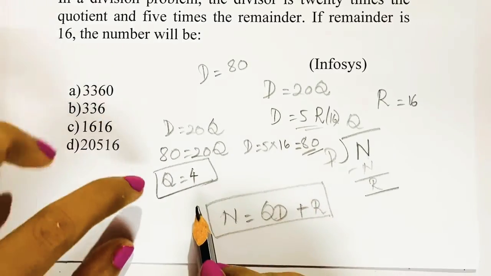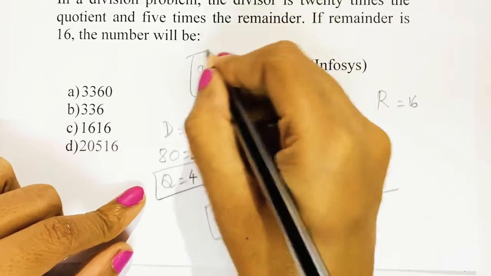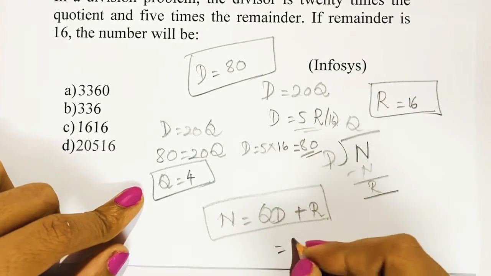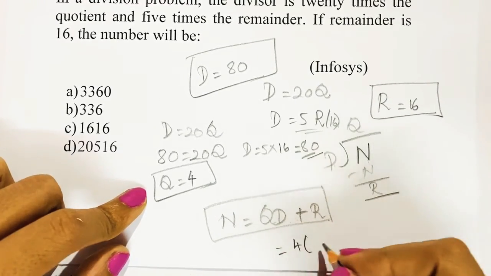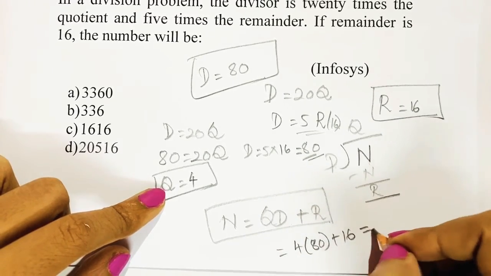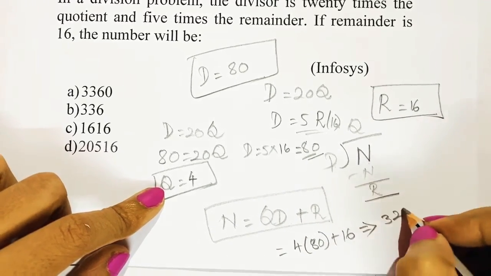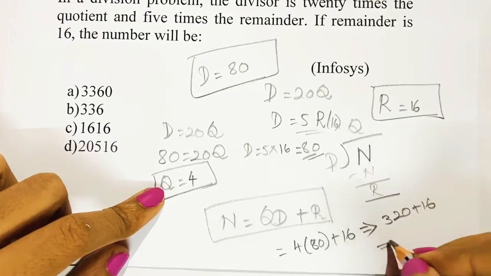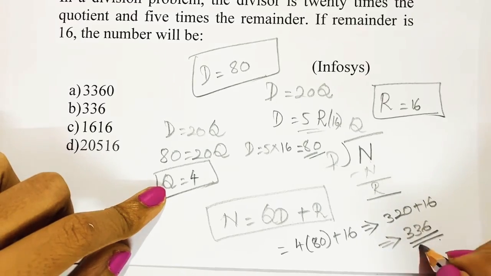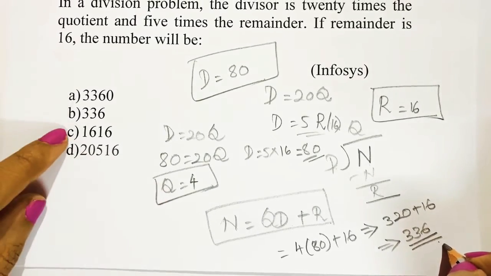So we know the value of the quotient, the divisor and the remainder. Now the number will be 4 into 80 plus 16, which is equal to 320 plus 16, which will be equal to 336. So the number is 336, which is option B.